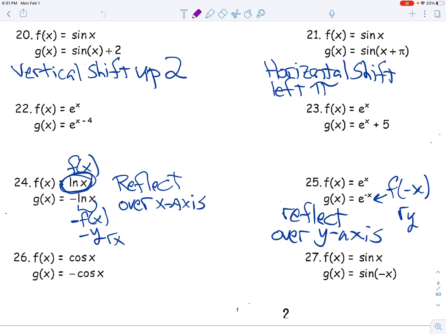So here in 22, the number is in with the x. So that is a horizontal shift. Now remember, the sign in a horizontal shift does not dictate the direction. It's like the reverse or the opposite. Minus 4, you would think, goes to the left, but it does not. It goes right 4 units.